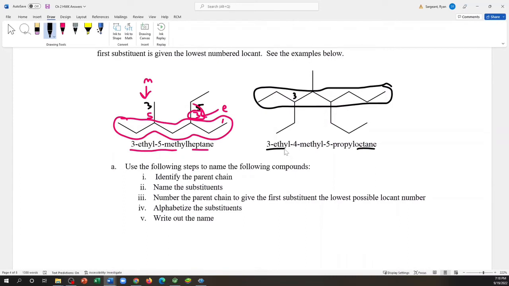At the 3 position is an ethyl group. At the 4 position is my methyl group. And at the 5 position is my propyl group. Notice, it goes locant, substituent, locant, substituent, locant, substituent. Numbers are separated from letters by hyphens, and there's no spaces in the name.